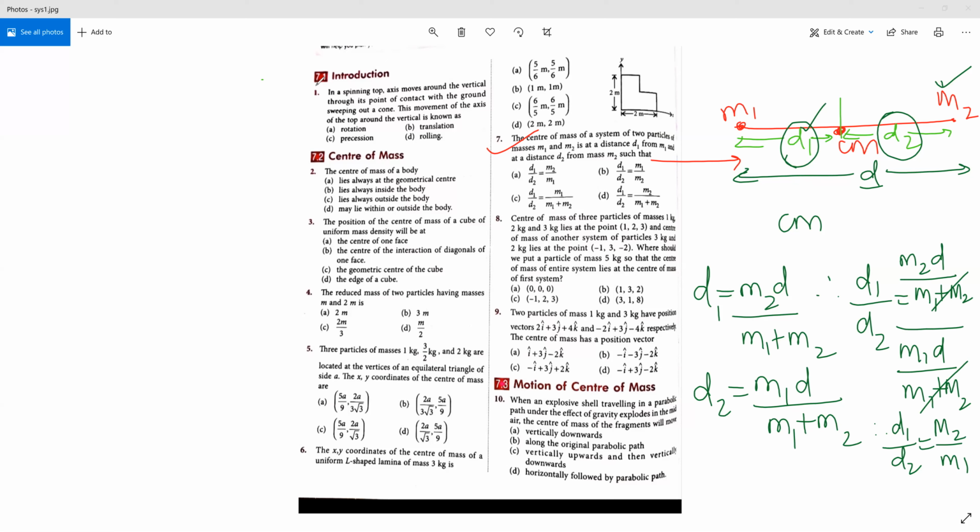By observing all four options, the right answer is the first one, that is d1 by d2 is equal to m2 divided by m1.